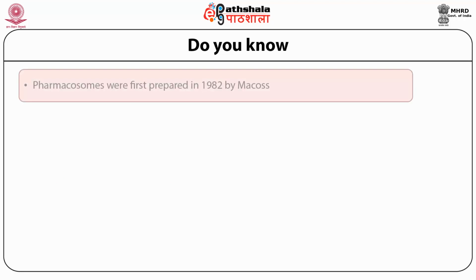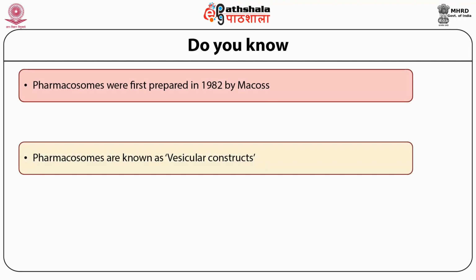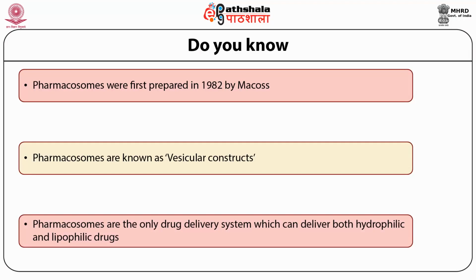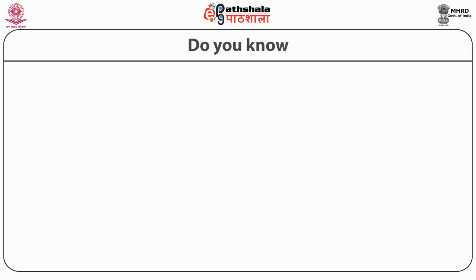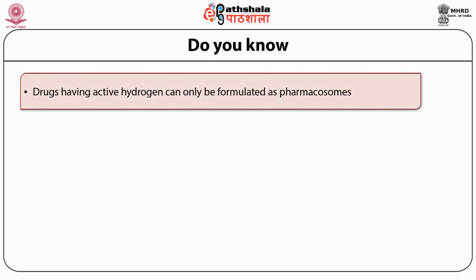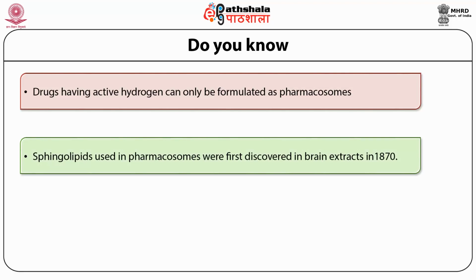Do you know that the pharmacosomes were first prepared in 1982 by McCosh? Second, pharmacosomes are also known as vesicular constructs. Third is, pharmacosomes are the only drug delivery systems which can deliver both hydrophilic as well as lipophilic drugs. Do you know that the drugs having active hydrogen can only be formulated as pharmacosomes? Next is that the sphingolipids used in pharmacosomes were first discovered in brain extracts in 1870.